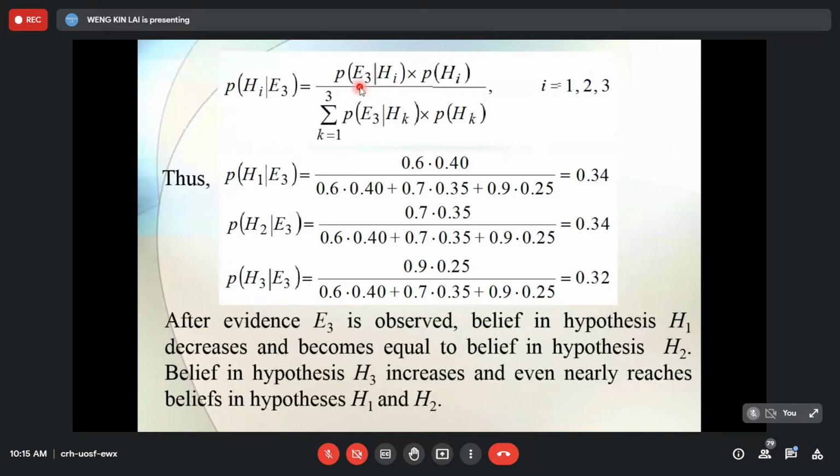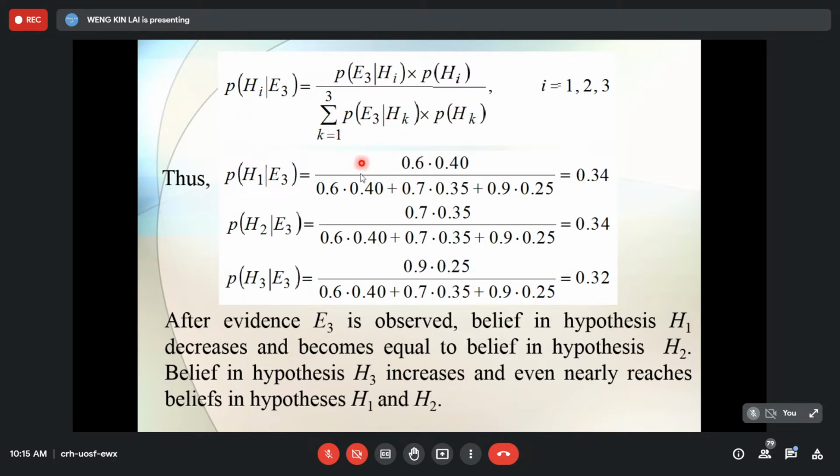So it actually is the probability of E3 being true given that Hi being true, multiplied by the prior probability of H1 being true, divided by the summation of all these combinations, right? E3 H1, E3 H2, E3 H3. And then you calculate this. So this is expanded here.